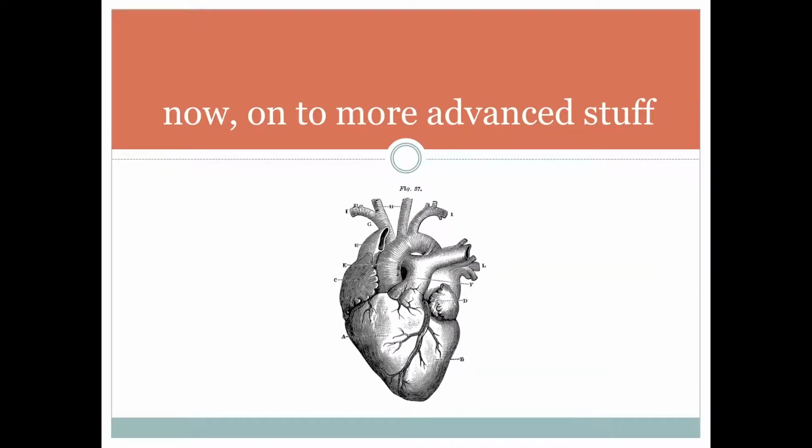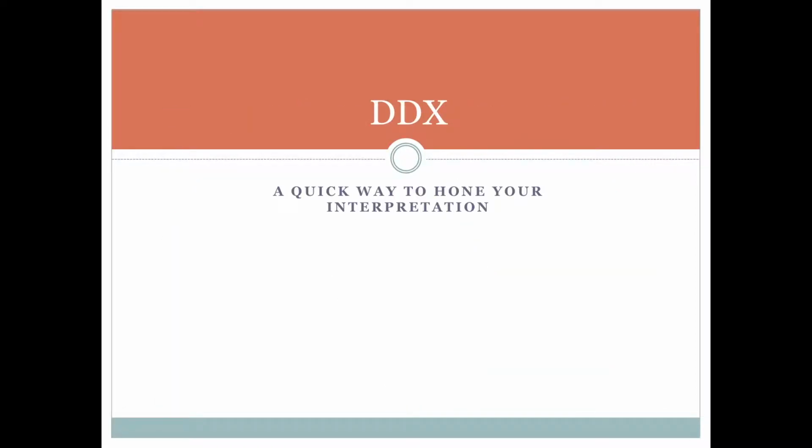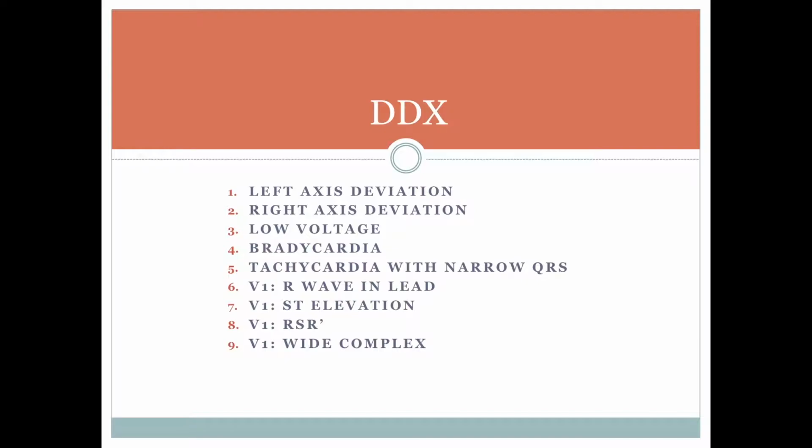So going on to the more advanced stuff, like I said, this is going to focus more on the differential diagnoses of different findings. Here's a list of everything that we're going to go over, just short differentials for each of these findings. If you look further down at items 6 through 9, you can see that lead V1 is particularly helpful, and you can come up with a number of diagnoses just based on that one specific lead, which was something that I learned during my time on my away rotations this past year.